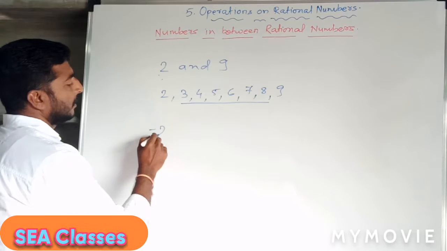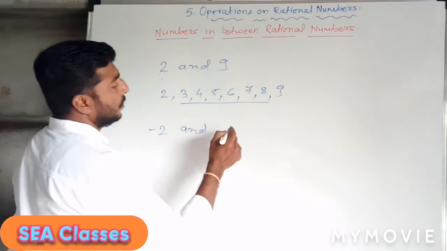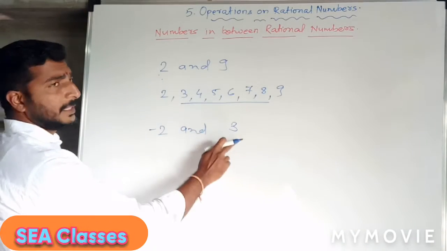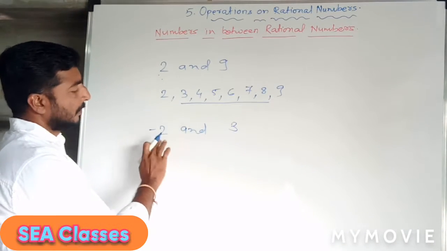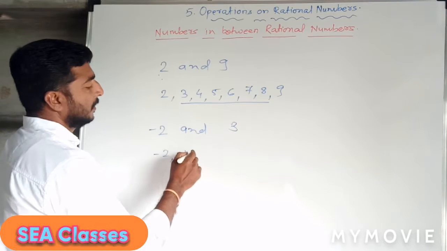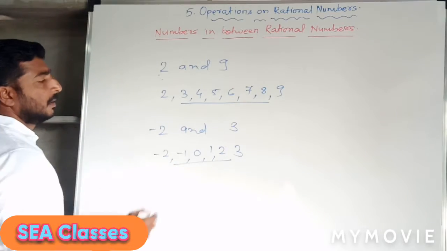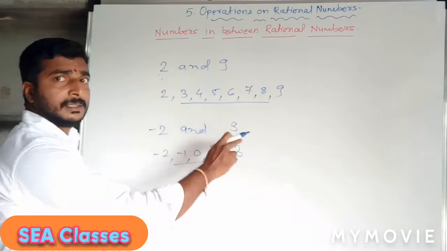If I ask you to write the numbers between two given integers, -2 and 3, you can write -1, 0, 1, 2. So these are the numbers which lie between -2 and 3.